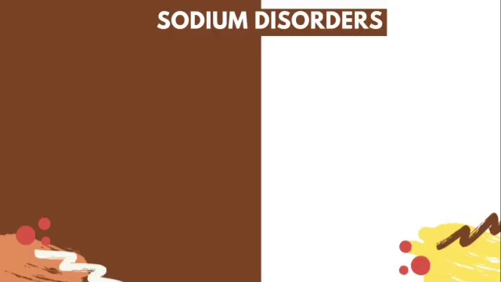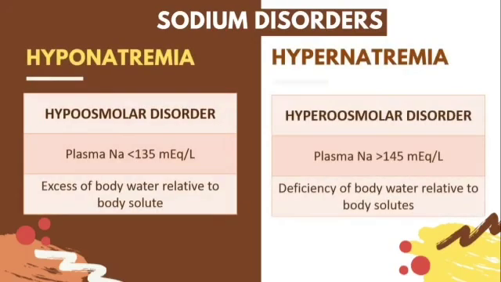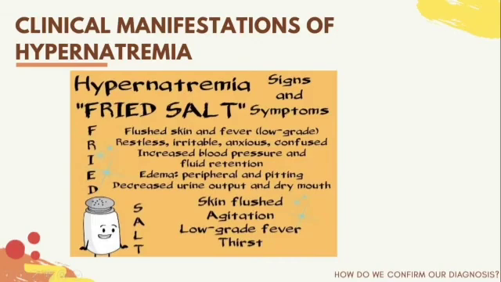We are done with hyponatremia, so now let us click on hypernatremia. In contrast to hyponatremia, increased plasma sodium level is referred to as hypernatremia. It is defined as an increased concentration of plasma sodium to more than 145 milliequivalents per liter. It results from a combined water and electrolyte deficit with losses of water that is more than sodium loss.